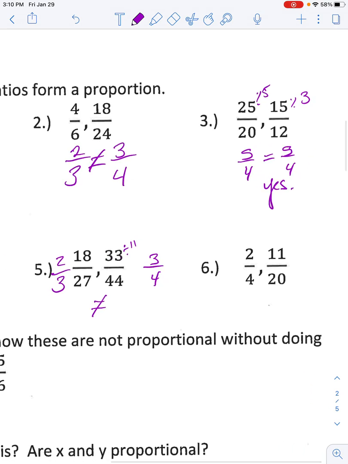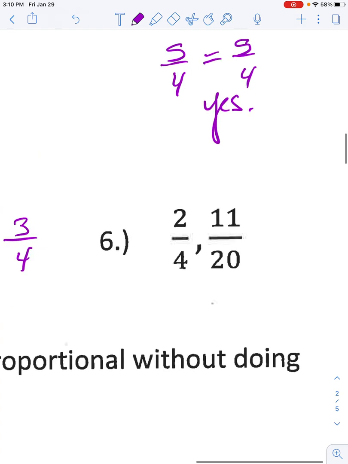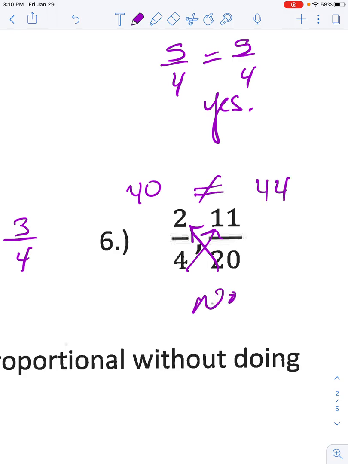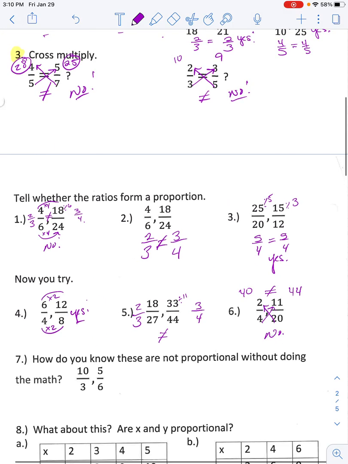So again, I need to see your thought process. I used simplifying or reducing. And over here, I don't see a common multiplier. I'm going to simplify this one. That one's already simplified, so I can't really simplify. Let's go this way. Let's say this is 40, and this is 44. Those are not in proportion.